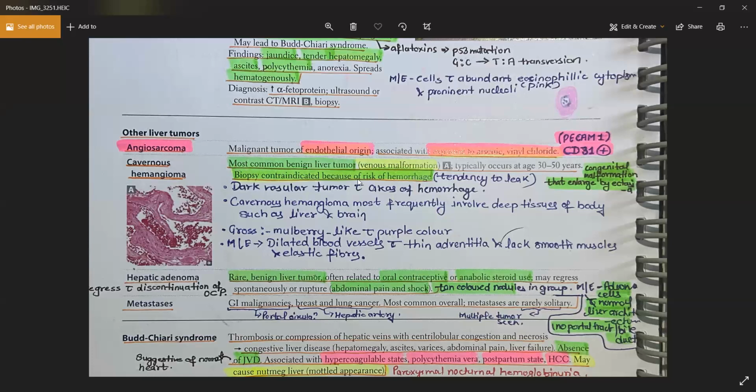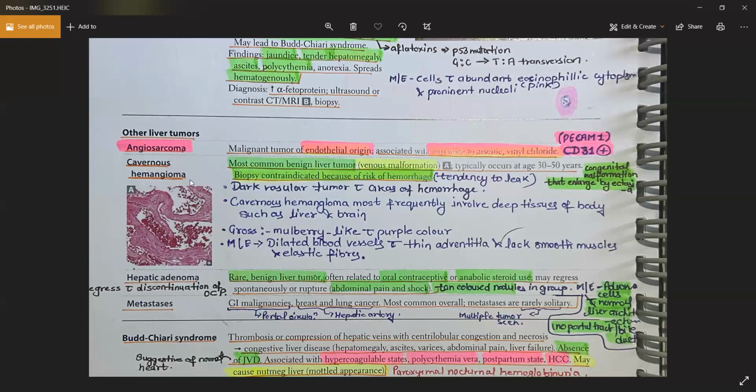Okay, it will cause the bleeding, right? So you won't do the biopsy of these lesions, because of the tendency to leak. And what you will see on the biopsy, if you somehow get the biopsy, is dilated blood vessels with lots of blood in them, and between two blood vessels there's a very minimal stroma.